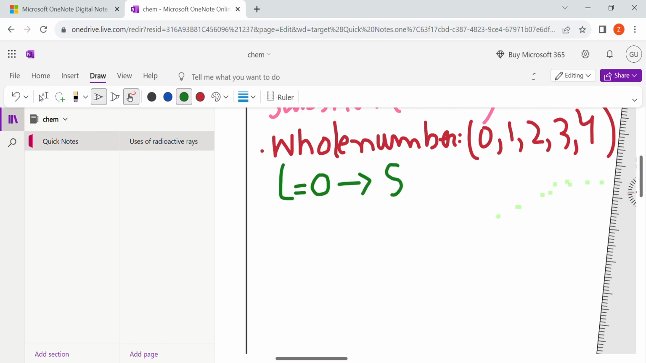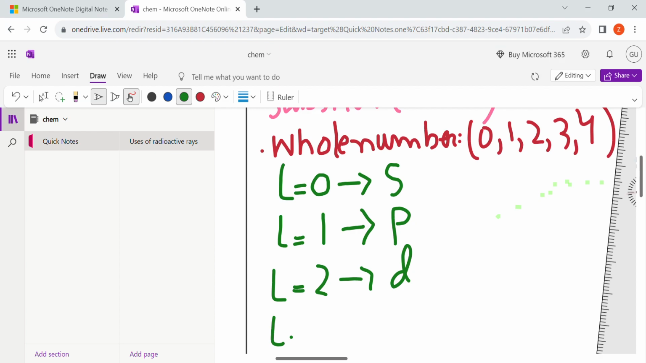L is equal to 1 because L determines the subshells, and we are going to study subshells in azimuthal quantum numbers. L=1 refers to p, L=2 refers to d, L=3 refers to f. And it does not go to 4, it goes only up to 3. Alright, I hope you got it.